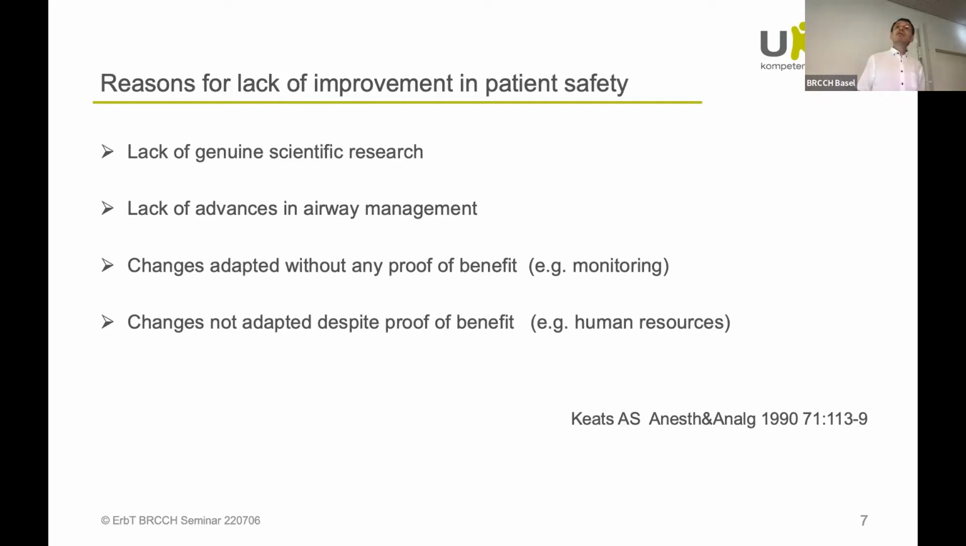Then, interestingly, he also identified the lack of advances in airway management. That's certainly no longer the case in adults today, but still holds true in children. And then he also addressed that changes were adopted without any proof of benefit, for example, the use of pulmonary artery catheter monitoring. And on the other hand, changes that needed to be adopted were not adopted despite proof of benefit, for example, reallocation of human resources.